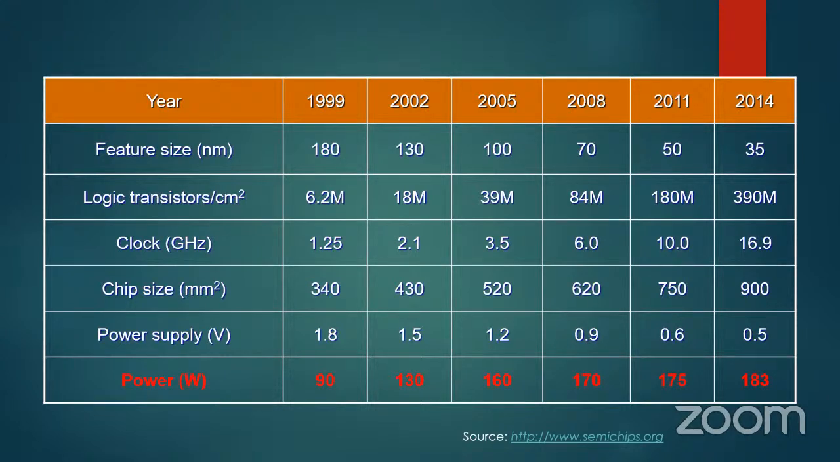Then we can see the power consumption. The power consumption is increasing, but we can see at the technology between 90 nanometer and 65 nanometer, the power consumption is almost the same. The power becomes the major factor when the technology goes down beyond 30 nanometer, or you can say beyond 20 nanometer.